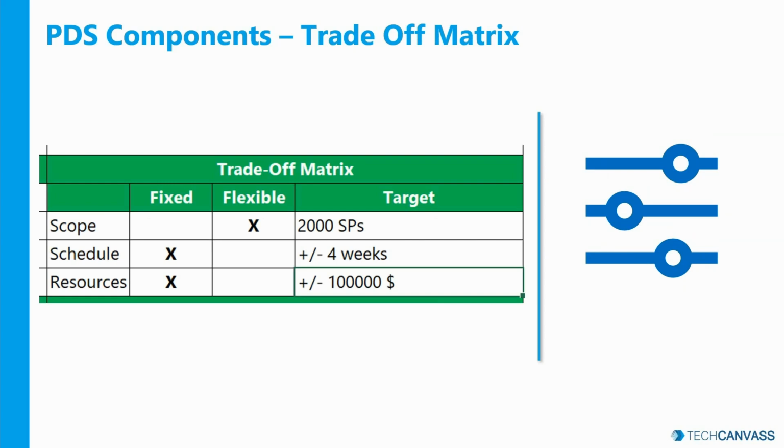The next section you can possibly have is a trade-off matrix. Here you can mention the constraint on which you are flexible and the constraint on which you are fixed as a project manager. So in this example, this is a pure agile project, and hence you can see that the scope is flexible whereas the schedule and resources are fixed. On the right hand side, you can see the target tolerance. You can have a plus or minus 4 weeks tolerance for schedule, plus or minus $100,000 tolerance for resources.